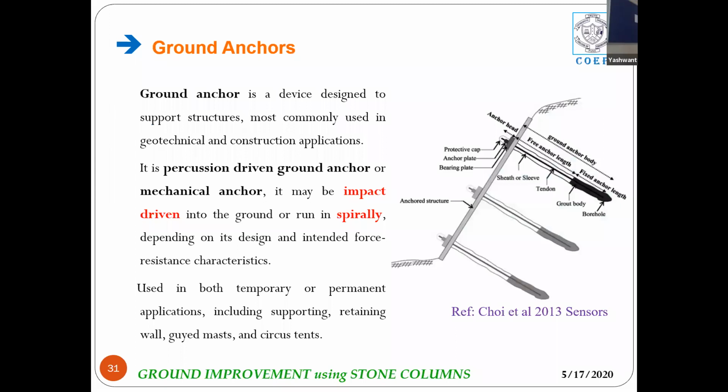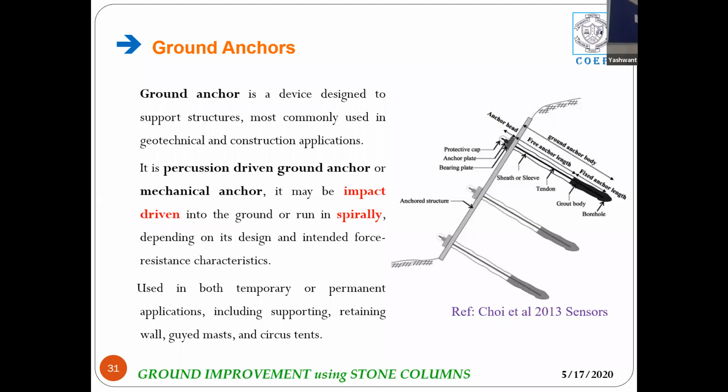These are supporting the structures in geotechnical as well as construction applications. They can be either driven or maybe spirally driven, and are used in both temporary or permanent applications for retaining walls, masts, as well as for tents.